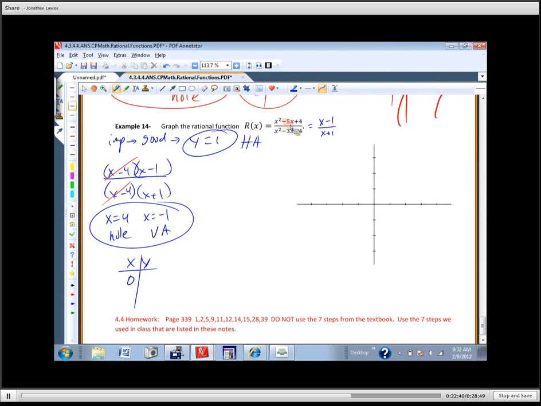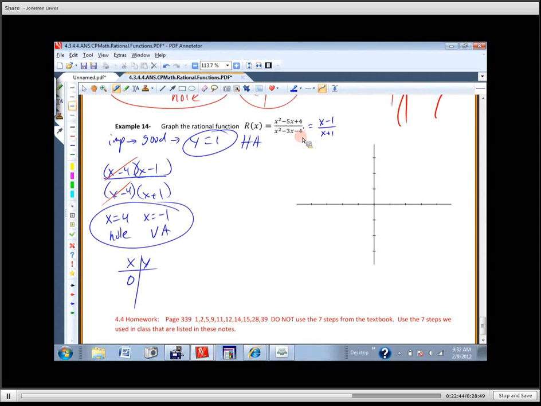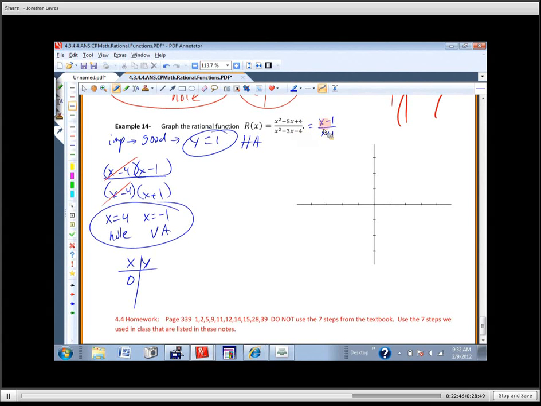If I plug a 0 in here, I get a 4 on the top and a negative 4 on the bottom. That would be negative 1. If I plug a 0 in here, I have a negative 1 on the top and a positive 1 on the bottom. That's going to be negative 1 also. So the y-intercept is negative 1.